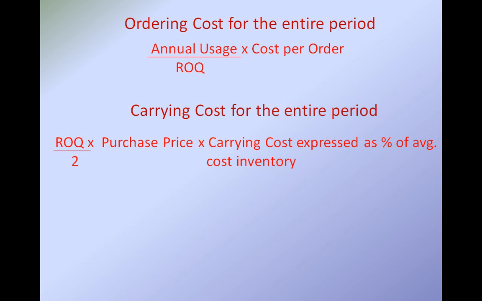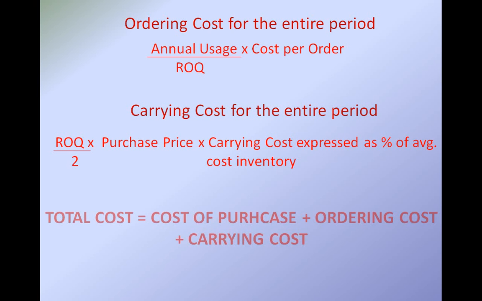The main thing to remember in these stock levels, the economic order quantity, and in finding out the ordering cost and carrying cost, is that we must remember the formulas and memorize them as much as possible. Once you find out the ordering cost and the carrying cost, you add these two plus the purchase price of the quantity, and you will get the total cost.